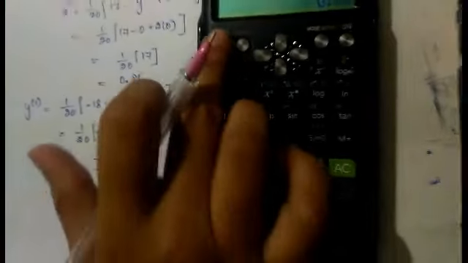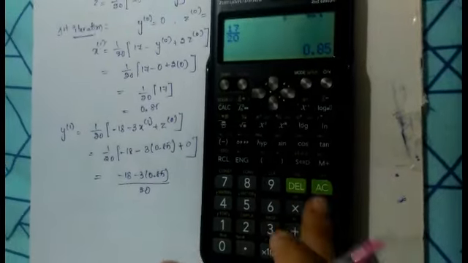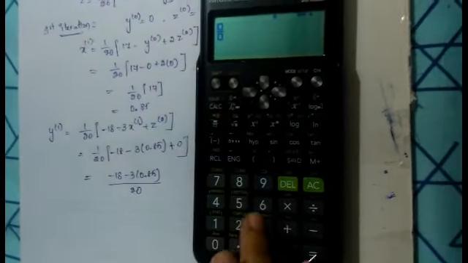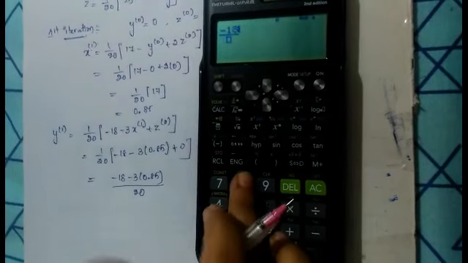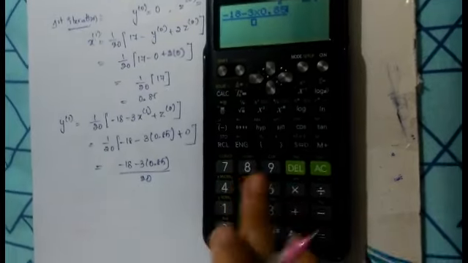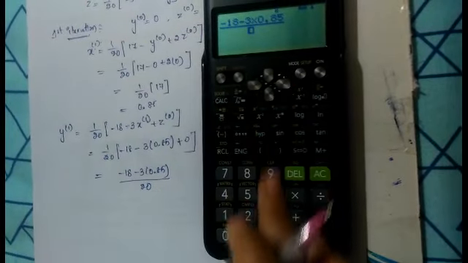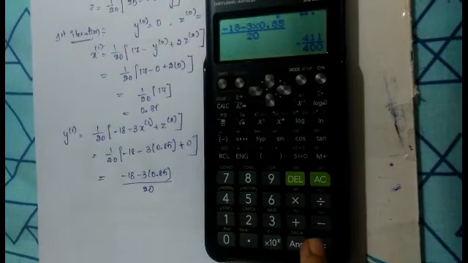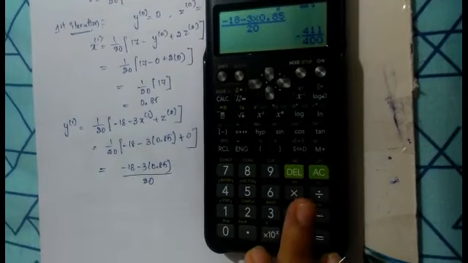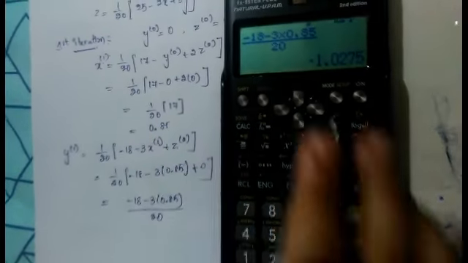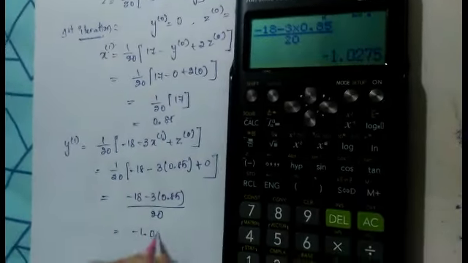Now in the Calci, click on AC, fractional one, and minus 18 minus 3 into 0.85. Get the cursor into the denominator, enter the value 20. That is equal to minus 20.55. Then click on S to D, you get it as minus 1.0275.